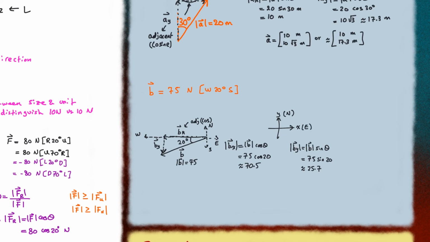I know that my x component is actually in the west direction, which is opposite to what I've indicated as my positive, so I'm going to use that as negative. And I know that my By component is in the south direction, but I've used north as my positive, so my y component will also be negative. So given that, my B vector is approximately negative 70.5 Newton and negative 25.7 Newton, 70.5 for the horizontal and 25.7 for the vertical component.